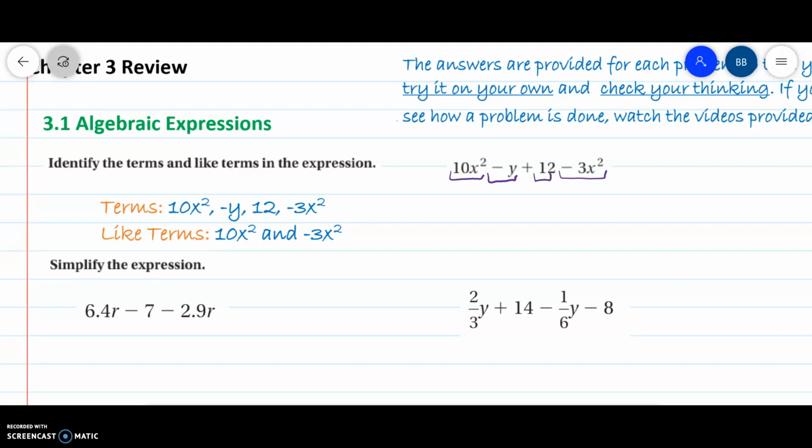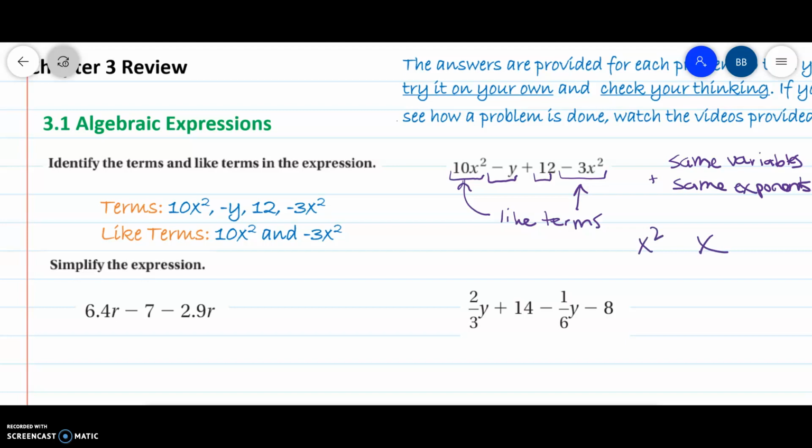And then for like terms, we need to have the same variables with the same exponents. So that would be our 10x squared and our negative 3x squared would be like terms because they both have the variable of x and the exponent of 2. But for example, x squared and x are not like terms because they have different exponents. One is squared and one is not.